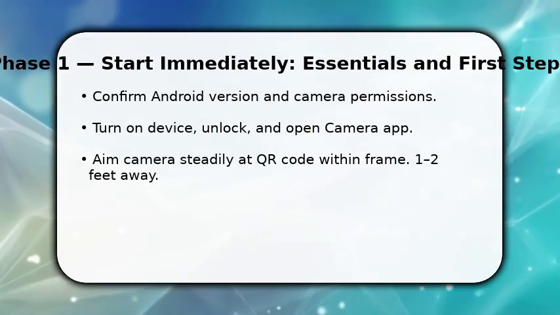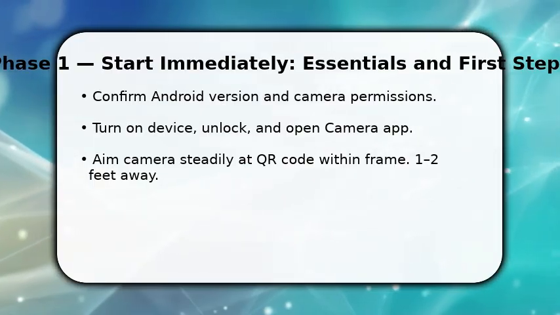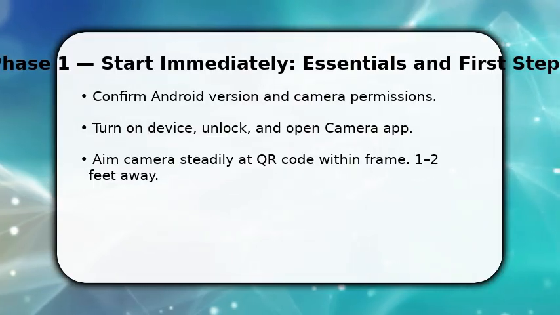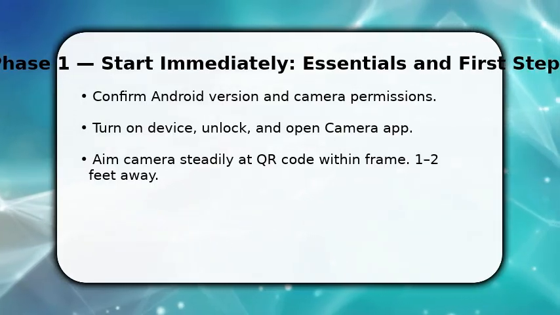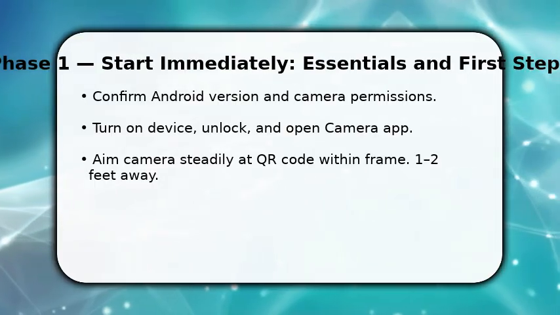You start by granting camera permission. That's essential so the system can detect codes. Open the default camera app, not a third-party scanner, because modern Android integrates QR scanning. Hold the phone steady and bring the QR into the center of the viewfinder. Keep it about 1 to 2 feet away so autofocus works.